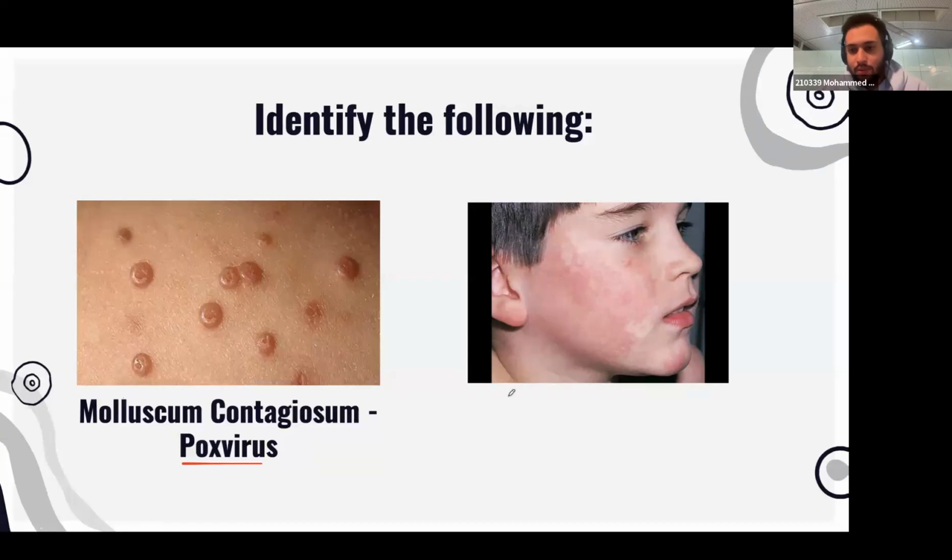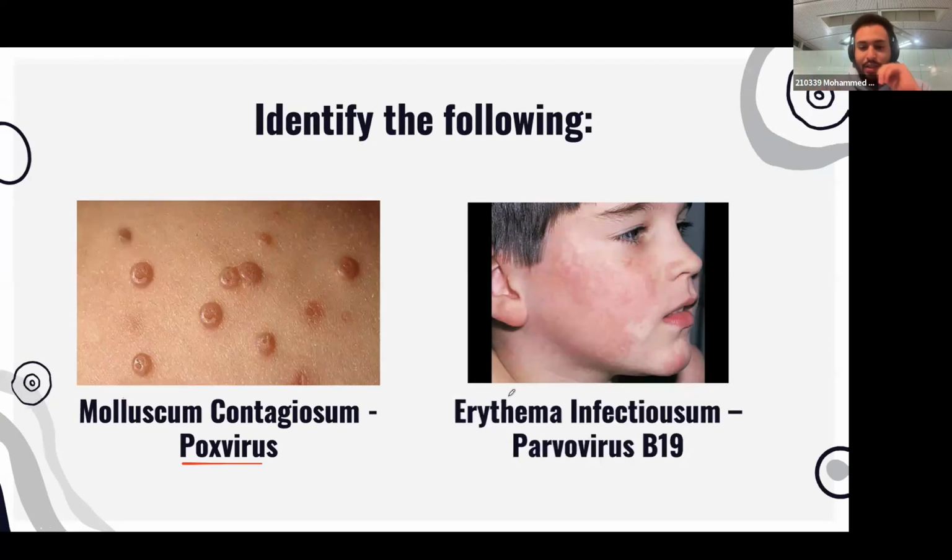The right one, you guys already mentioned, is parvovirus B19. It's also what we call, if I remember, a slap cheek. Yes, exactly, slap cheek. And it's parvovirus B19. If someone has sickle cell anemia, what complication can happen with them? Parvovirus. What can it cause? Aplastic anemia. Okay, that's something about this. It's also called erythema infectiosum.